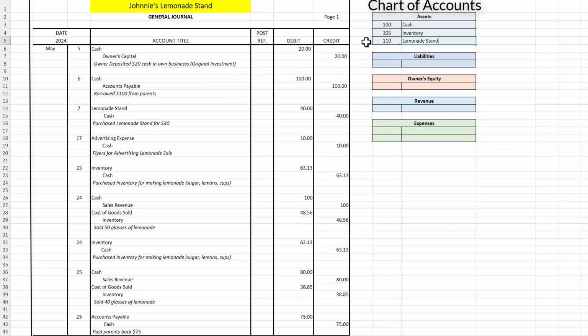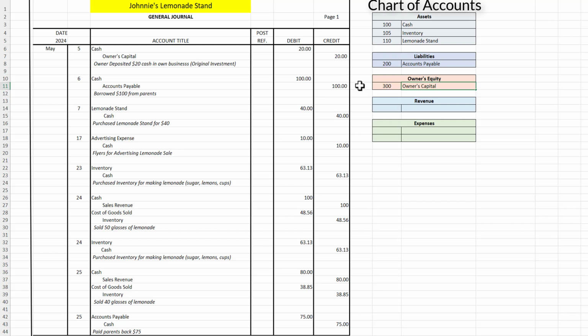Liabilities are next. Liabilities usually start with 200 or 2,000. There is only one liability, and it is accounts payable, so I will assign it the number 200. The third grouping in the chart of accounts is owner's equity. Owner's equity accounts start with 300. There is only one owner's equity account, and that is owner's capital, so it is assigned the number 300.